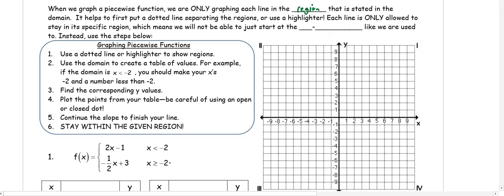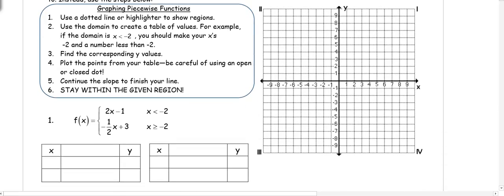Each line is only allowed to stay in the specific regions, which means when we're graphing, we might not be able to start at the y-intercepts for each line like we're used to. So instead, we're going to have to create a table for our points. To graph a piecewise function, the first thing you want to do is look at your domains, and figure out, based on the domains, what's being separated in the region.